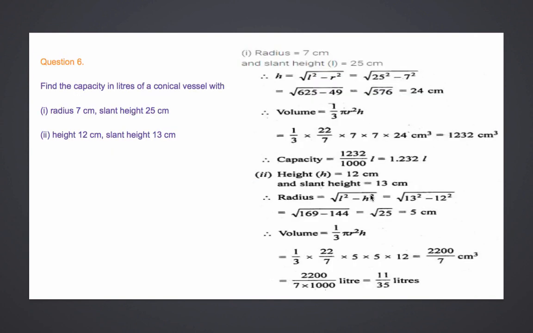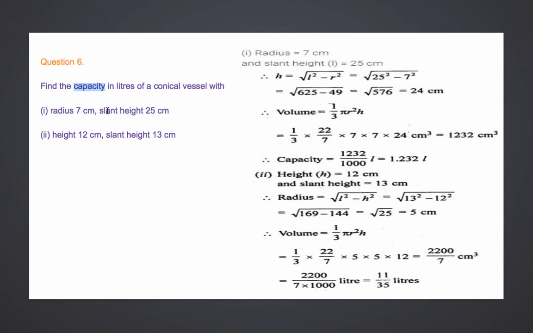Fifth is again homework, students. See the sixth question, what it says. Question number 6 is, find the capacity in liters of a conical vessel with radius 7, slant height 25. Capacity, students, what do you mean by the word capacity? If you remember, yesterday also in cylinder I discussed capacity means, yes, it is the volume.